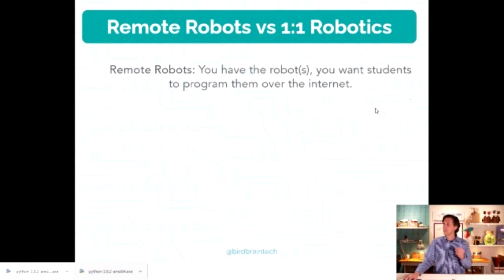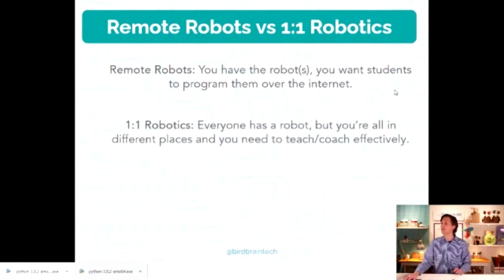So just to talk about these terms that we've defined over time: when I talk about remote robots, I'm talking about this model where you have the robots as the teacher, you want students to program them over the internet and view them through a camera. One-to-one robotics is where everyone has a robot and you're all in different places and you need to teach or coach effectively.